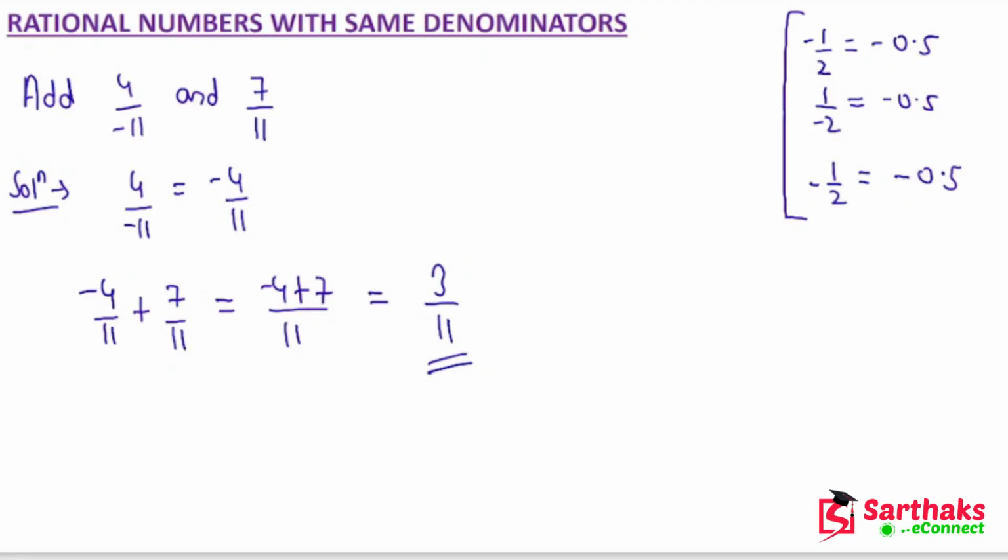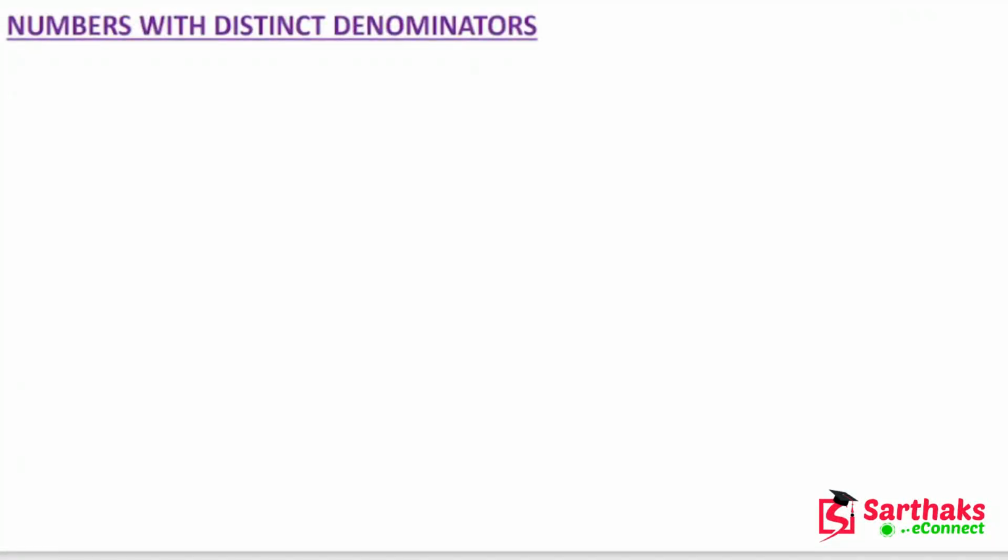Now let us talk about the rational numbers which have distinct denominators, right? That is, which cannot be added in this way. So there are rational numbers which have distinct denominators, and if you have to add them, then you have to take the LCM of the denominators, right? Let me present an example and then I'll show you the method. With the help of example, we'll understand the method.